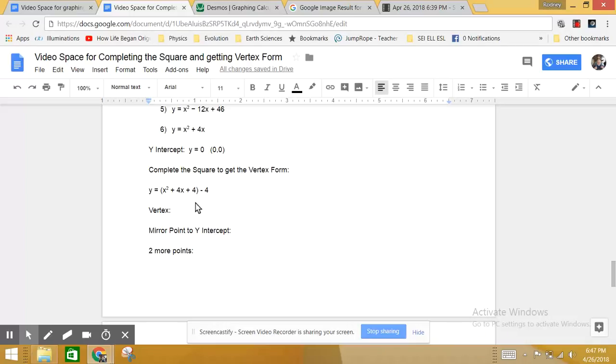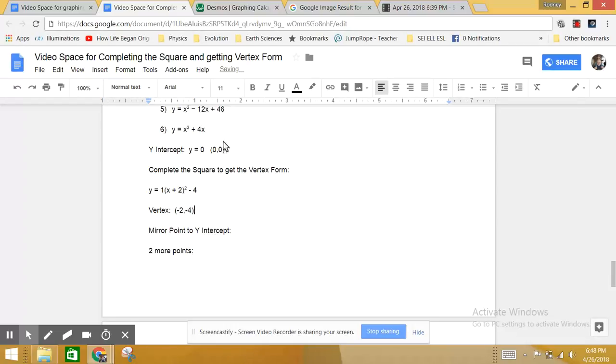So this is going to become a 2. That's going to all go away. And I get x plus 2 squared because that was a perfect square. My a is a 1, so I know I'm going to have typical parabola shape. So my vertex is going to be at -2, -4. So I now have my vertex, -2, -4.